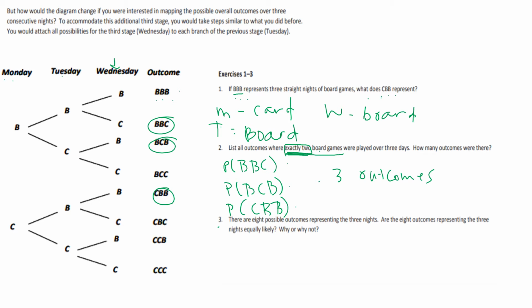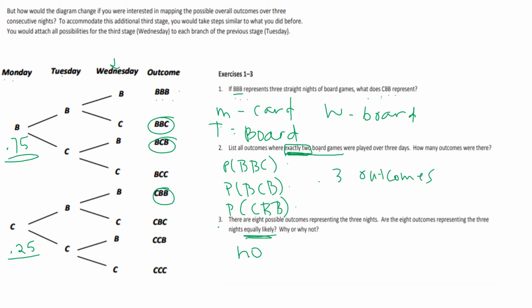To answer this question, we have to remember some information from our last lesson. We should remember that the chance of a board game and a card game are not equally likely. The chance of getting a board game is 0.75, and the chance of getting a card game is 0.25. So if these 2 are the only 2 outcomes and the chances are different, are the 8 possible outcomes going to be equally likely? The answer is no. They cannot be equally likely because we have a different chance of getting each of the 2 choices.